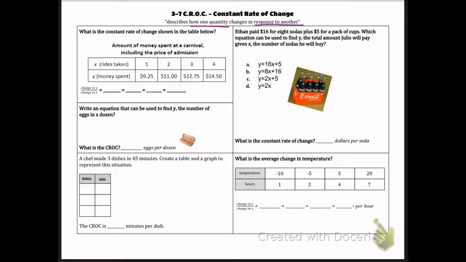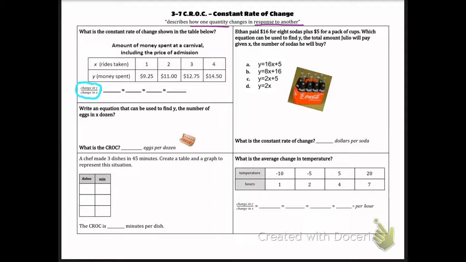So let's jump into this first example. It says, what is the constant rate of change shown in the table below? A table is one way that x, y values can be represented, and we can look at a table and determine the constant rate of change. If you look right here, you'll notice that this says change in y over change in x. That's exactly what constant rate of change is. It's a ratio or a comparison of the change in your y values as they relate to the change in your x values.